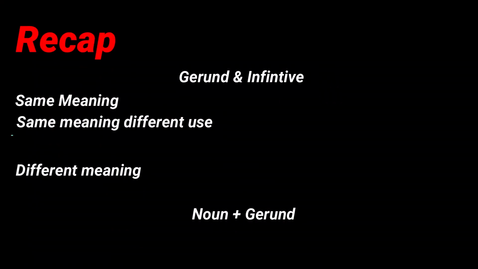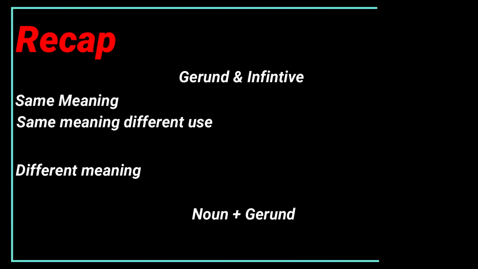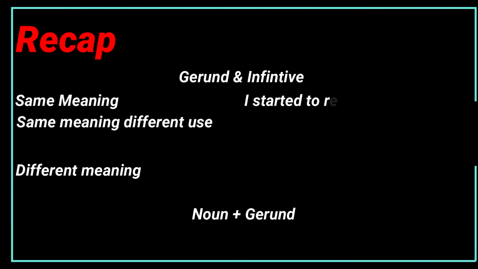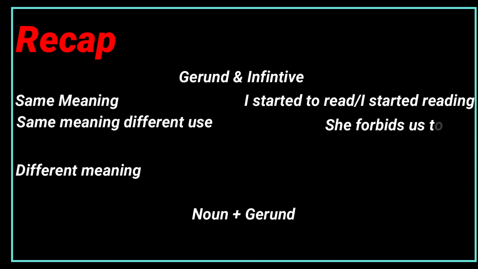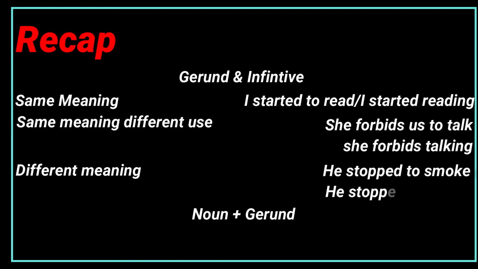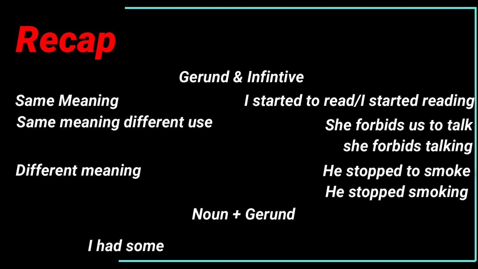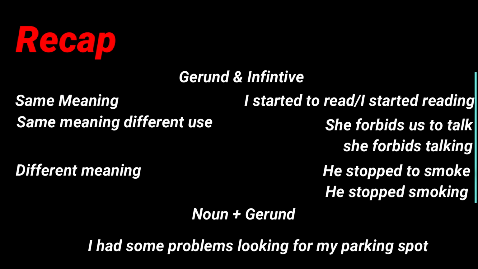So here's a little recap before we go. So this is both for the gerund and the infinitive, where they have the same meaning. I started to read, I started reading. Same meaning, but different use. She forbids us to talk. She forbids talking. Different meaning. He stopped to smoke. He stopped smoking. And the new gerund exclusive, after nouns. I had some problems looking for a parking spot.